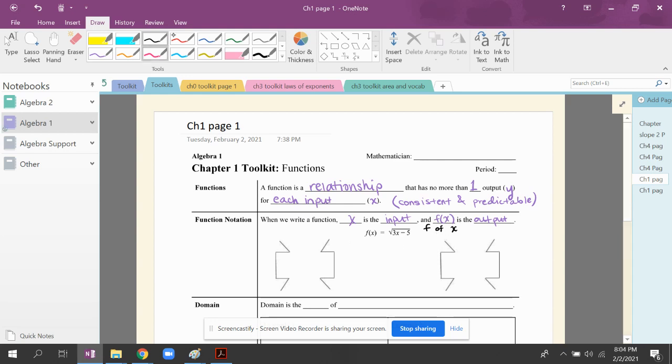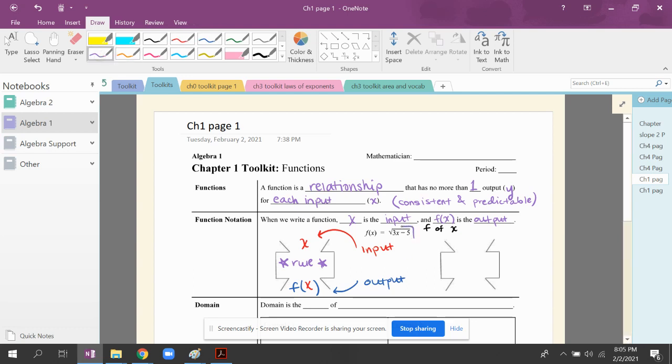So the basics of how this works is we have an input, x, and then some stuff happens to it. There's like a rule that happens or some math. And then we get the output, f of x. We call that our output. So let's take a look at an example.